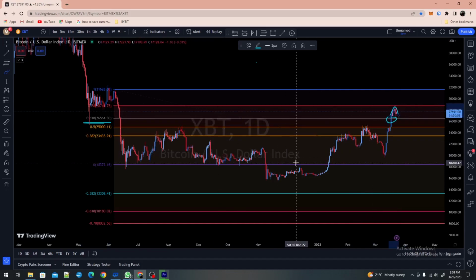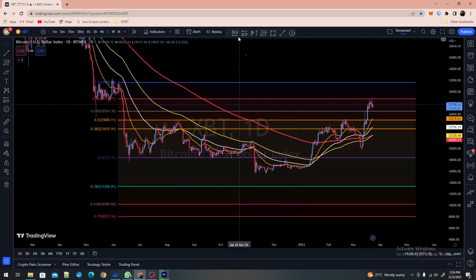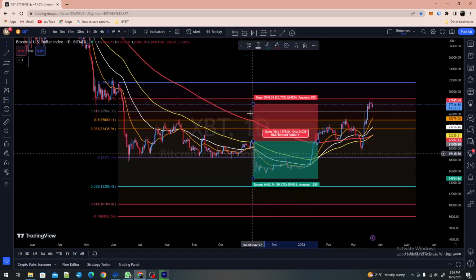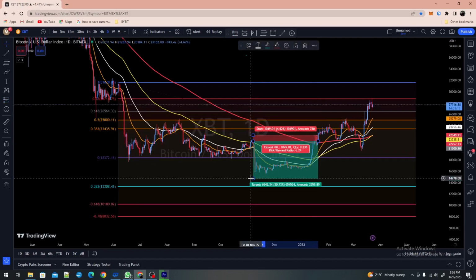In summary, Fibonacci retracement is a powerful tool for identifying potential support and resistance levels on a chart. However, to use it effectively, it's important to look for confluence with other indicators and pay attention to price action around the key levels. By doing so, you can increase your chances of making successful trades and maximizing your profits.